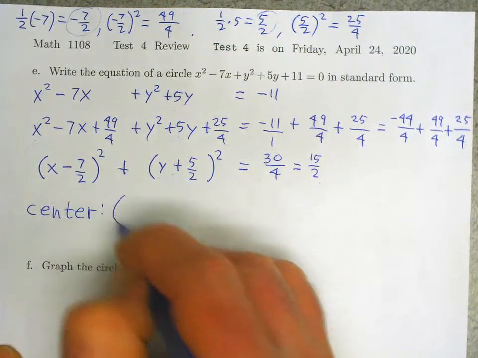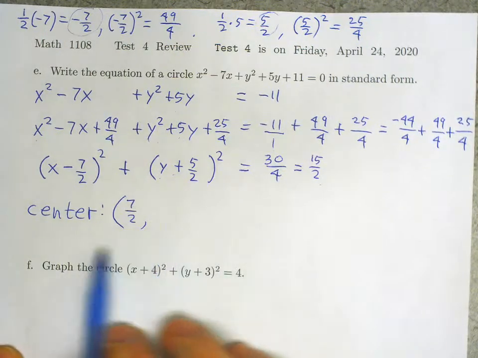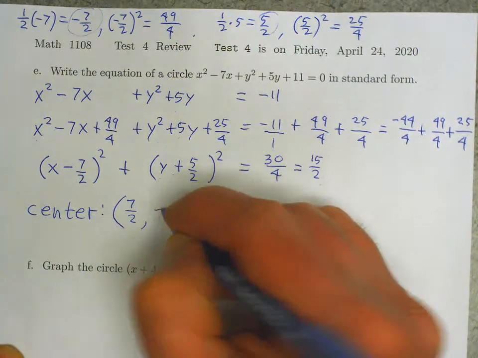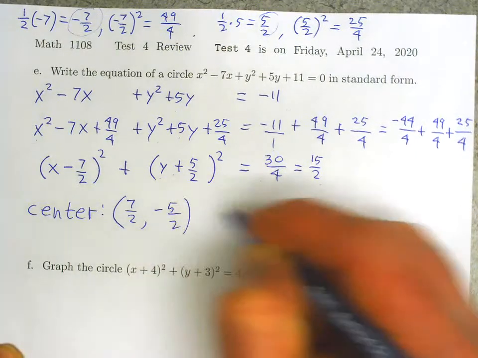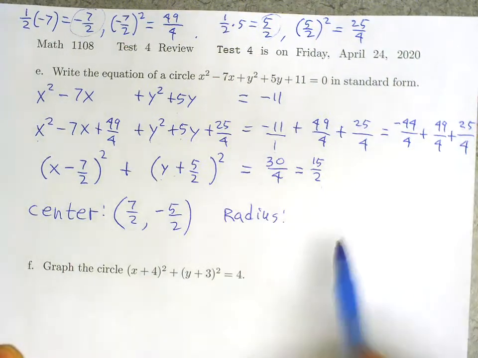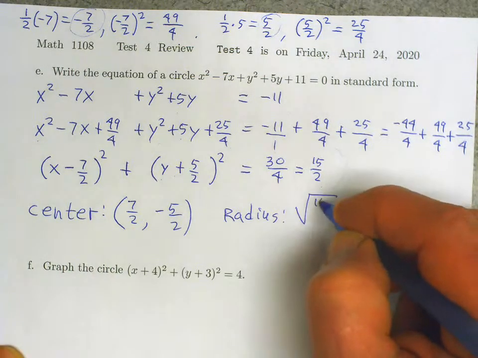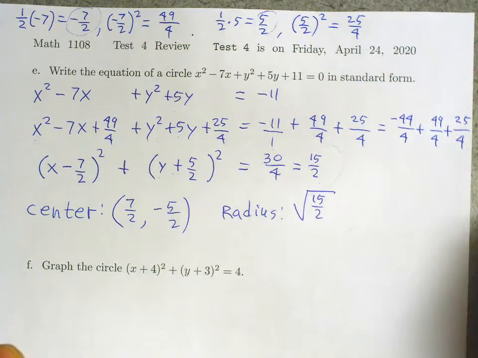The x-coordinate of the center is +7/2. The y-coordinate of the center is -5/2. And the radius is the square root of this number. The square root of 15/2 is the radius.